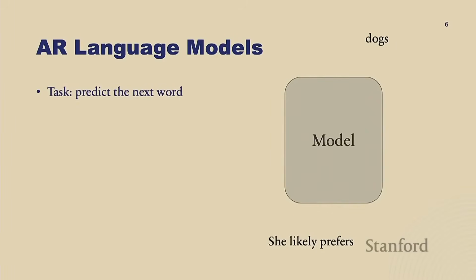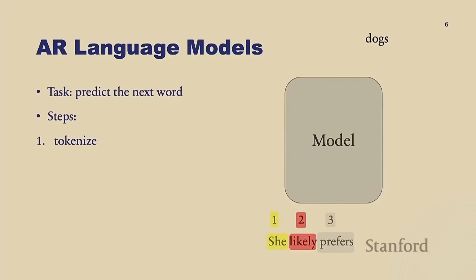Great. So autoregressive language models. At a high level, the task of an autoregressive language model is simply predicting the next word, as I just said. If you have a sentence like "she likely prefers," one potential next word might be "dogs." The way we do it is that we first tokenize. You take these words or subwords, you tokenize them, and then you give an ID for each token. So here you have 1, 2, 3. Then you pass it through this black box.